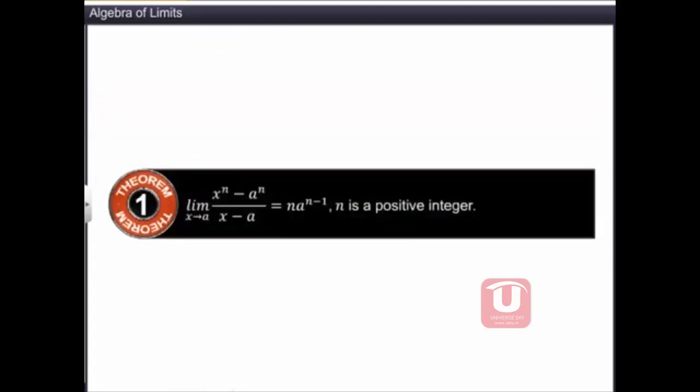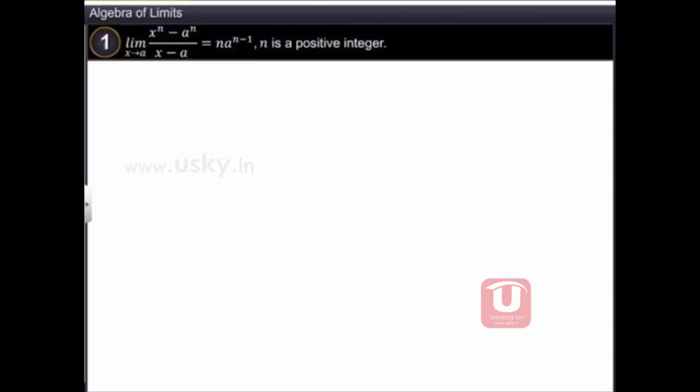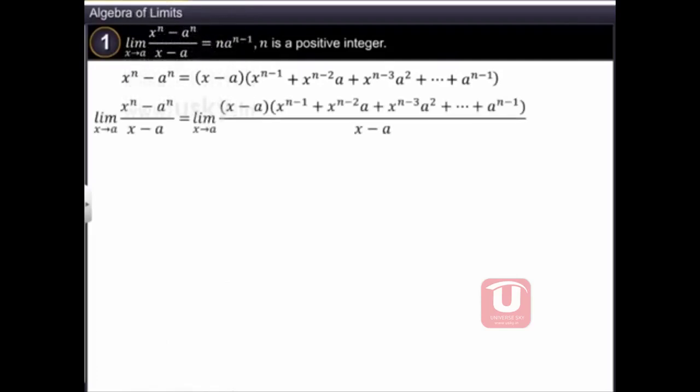As a culmination, we will discuss a theorem on the limit of a function as shown. Here, n is a positive integer. We will prove the theorem. The numerator can be expressed as shown. Now, the limit can be expressed as shown.